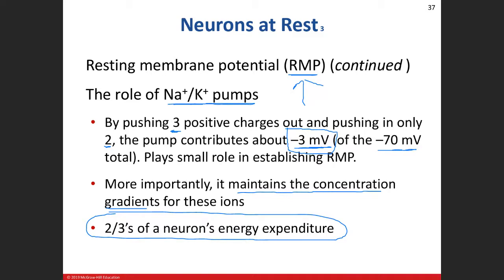That pump does a lot of work, but it just doesn't really influence the resting membrane potential all that much. It does influence the concentration gradient. You need to know the difference between that. What's the concentration gradient? More sodium outside the cell than inside the cell. More potassium inside the cell than outside the cell. That's the concentration gradient that we're talking about. It plays a huge role in that. The leak channels affect the resting membrane potential, that charge.